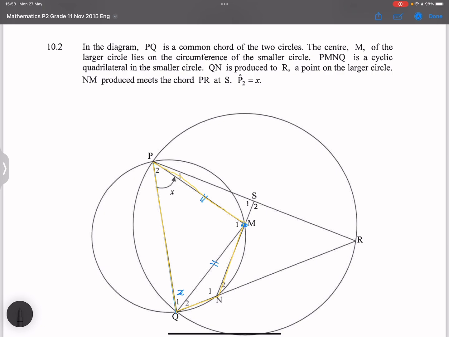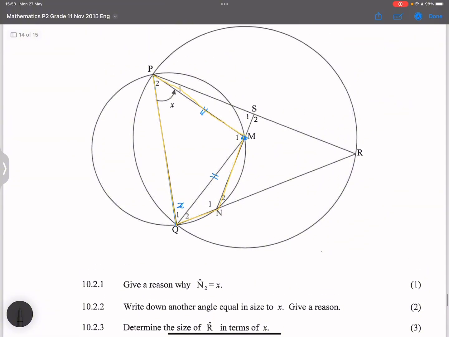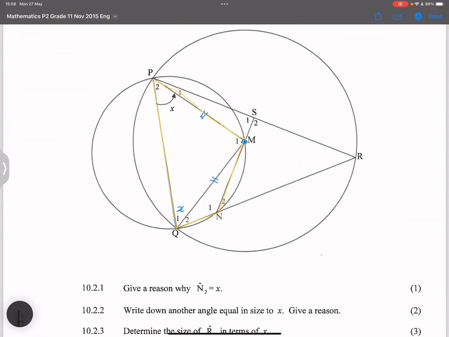And in this case, they say NM produced meets the chord PR at S. Okay, so once again, PSR is a straight line. They say P2 is equal to X. Right, now, let's try to see which other angles we can find out that would be equal to X.